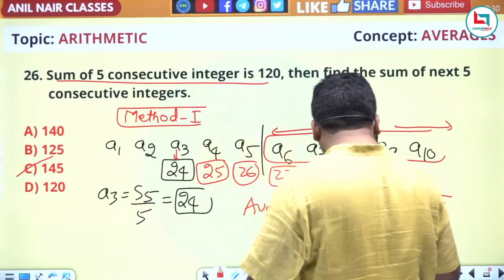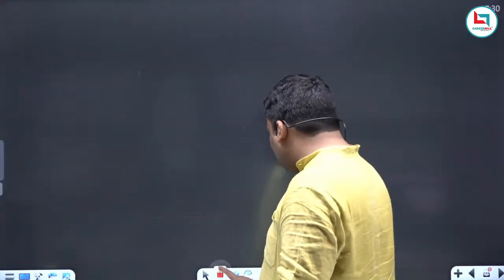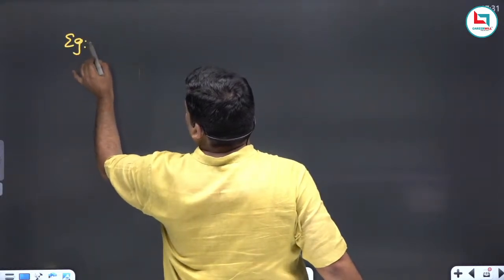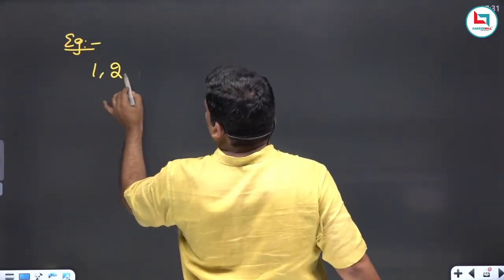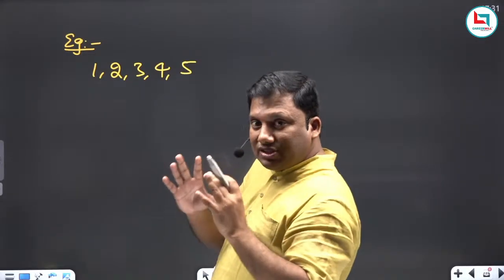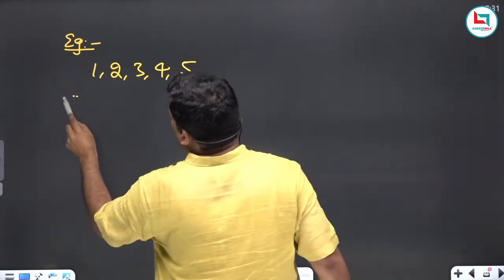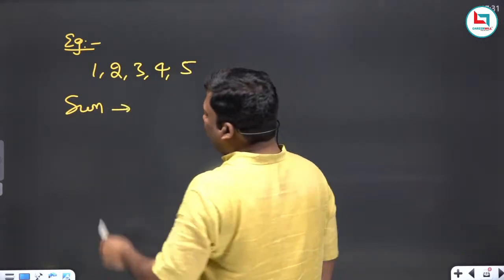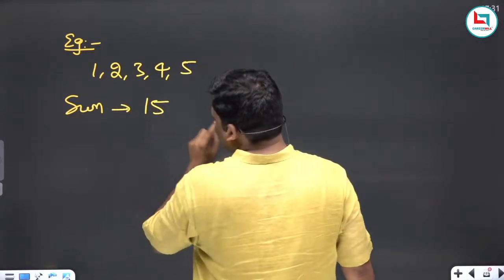Listen to this example, sir. Example: 1, 2, 3, 4, 5. Let me take the first 5 numbers. What is the sum? Sum is 9 plus 3, 12, 12 plus 2, 14, 14 plus 1, 15. Sum is 15.